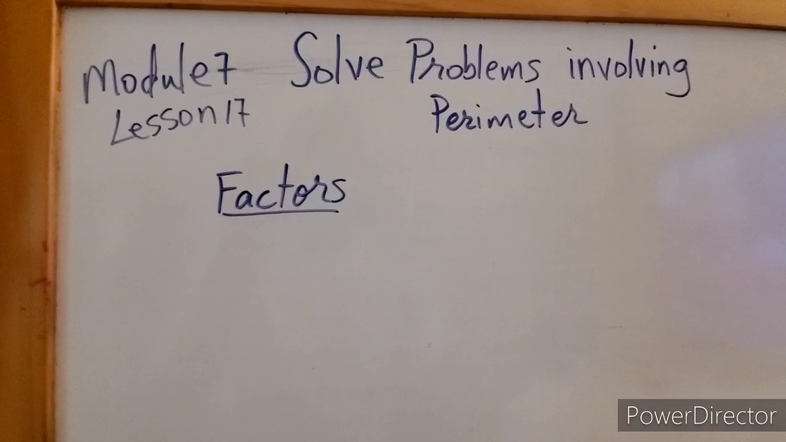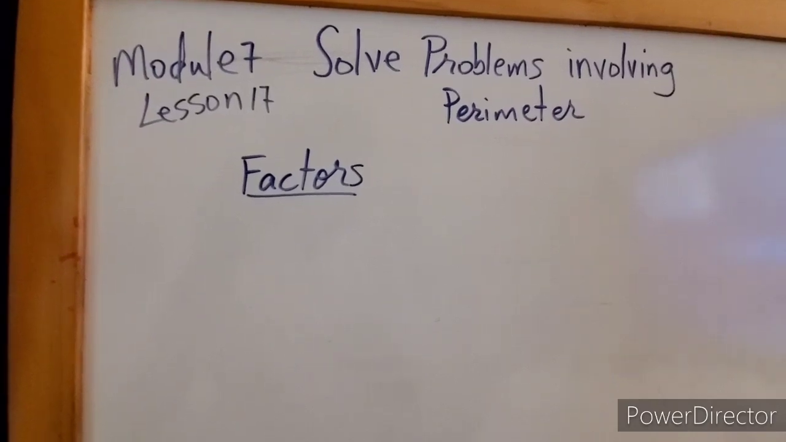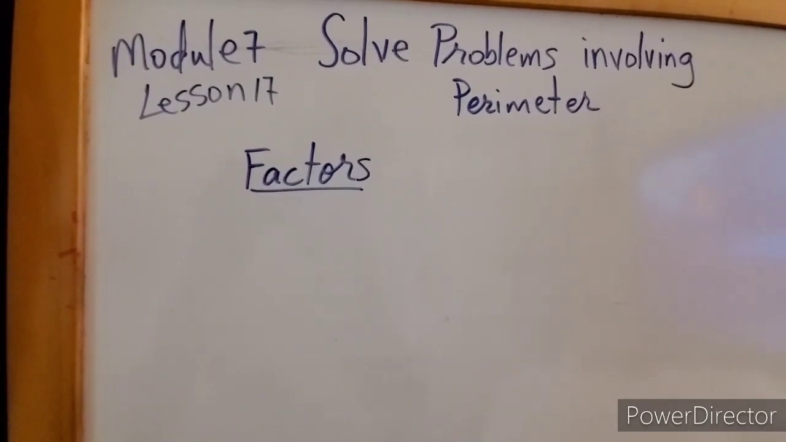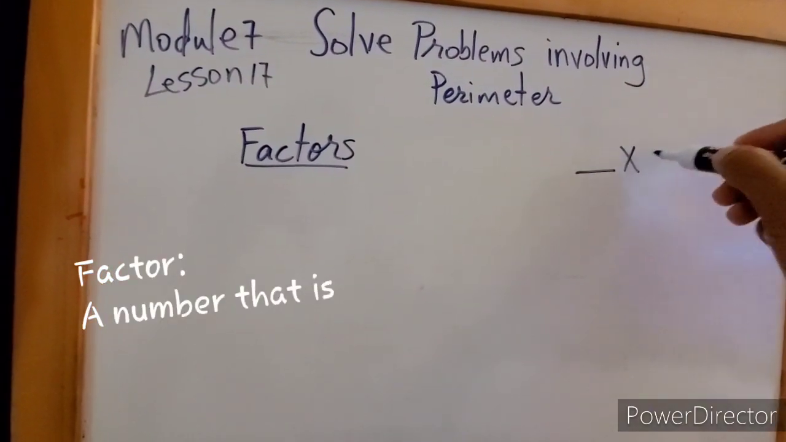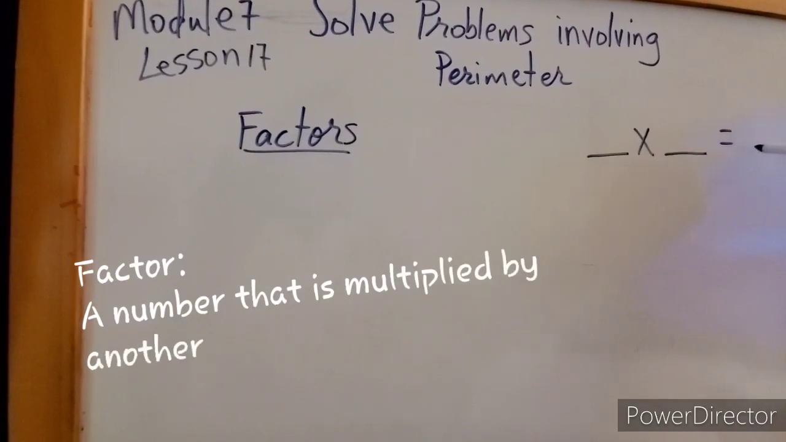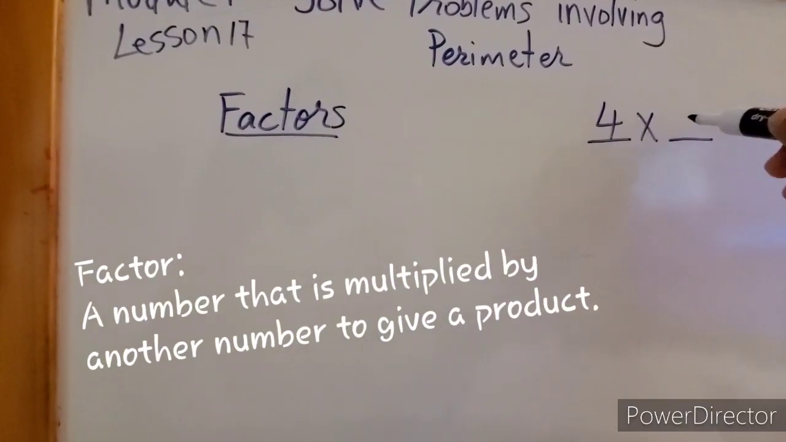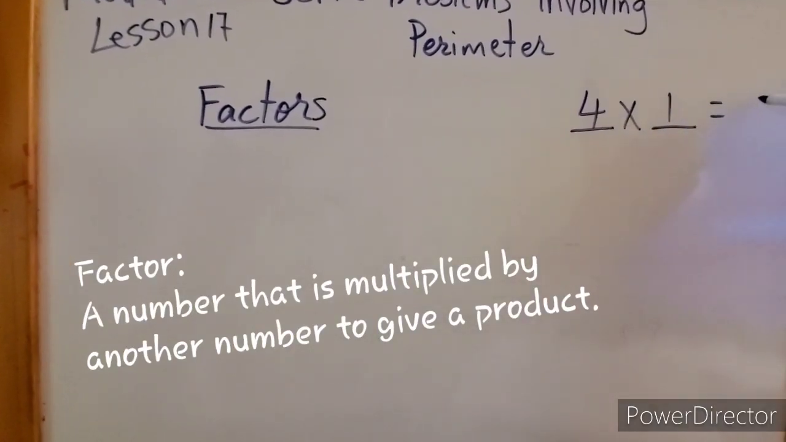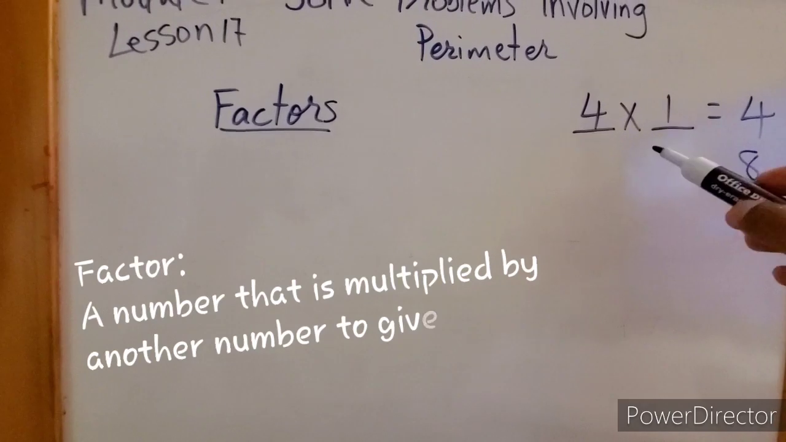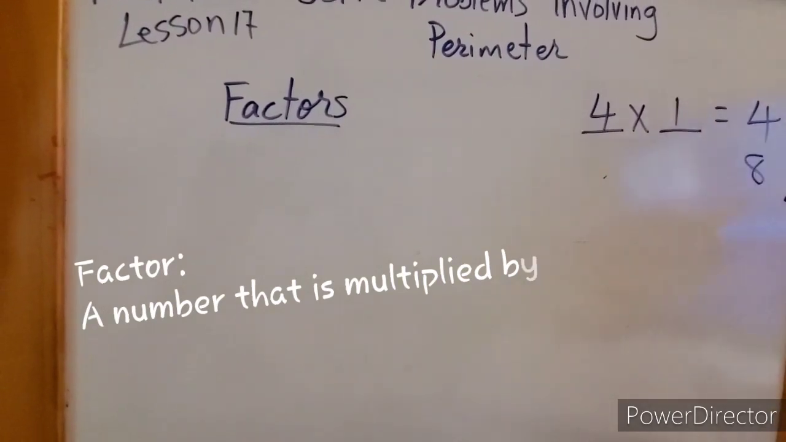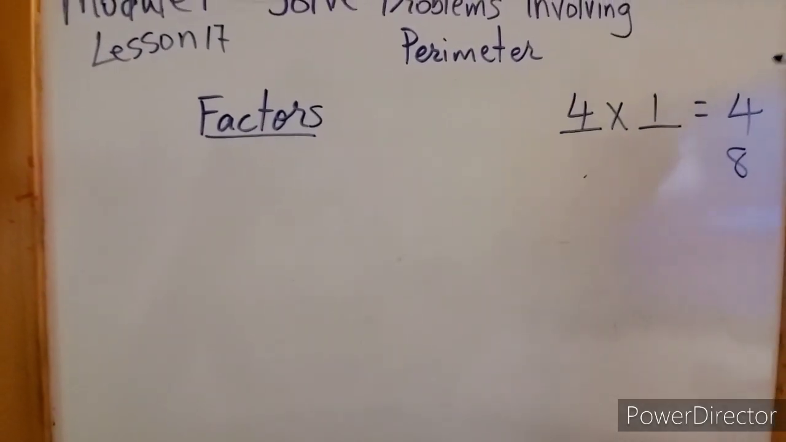Now the lesson today is lesson 17 in module 7, so we're following up from previous lessons. We're going to start off with factors. So let's look at what factors are. Factors are two numbers that when you multiply them you get a product. For example, 4 and 1 are factors of 4. They're also factors of 8 because 4 can be multiplied by 2 to get you 8. So factors are numbers that multiply to get you a product.